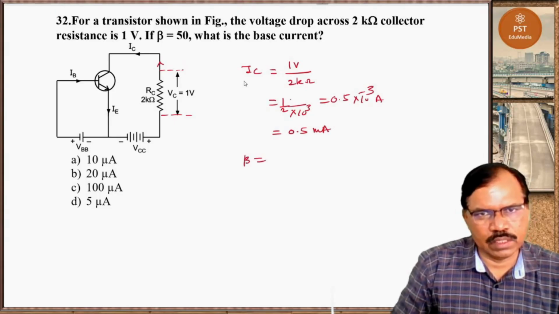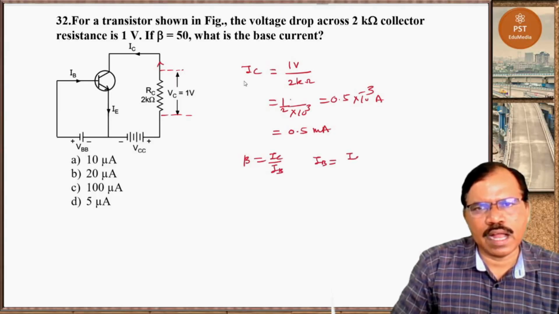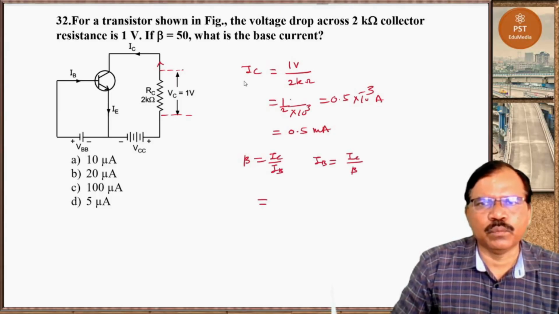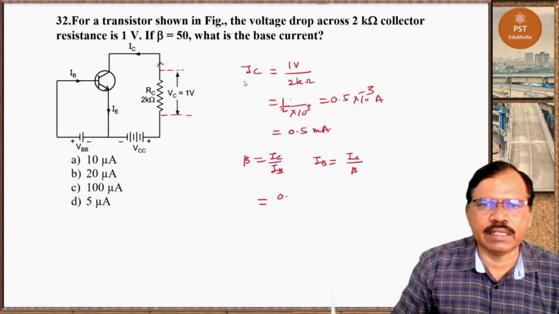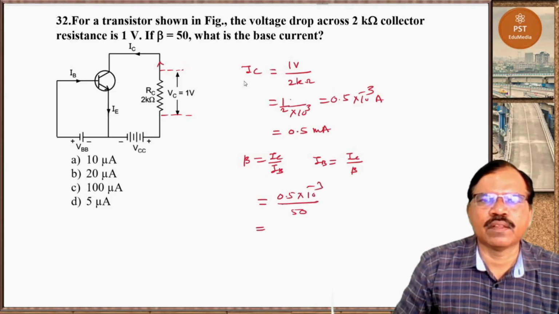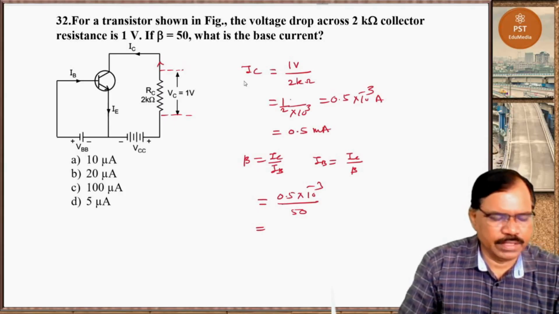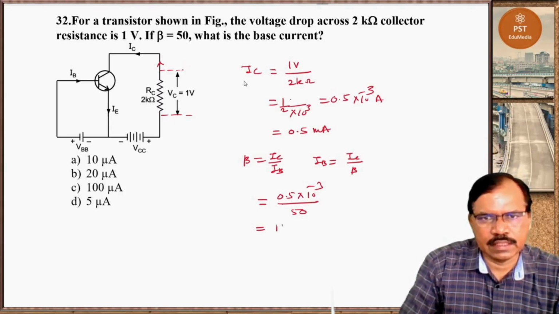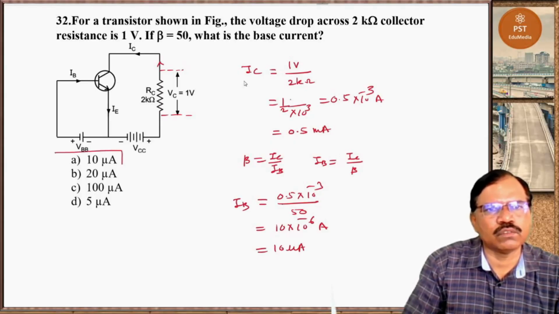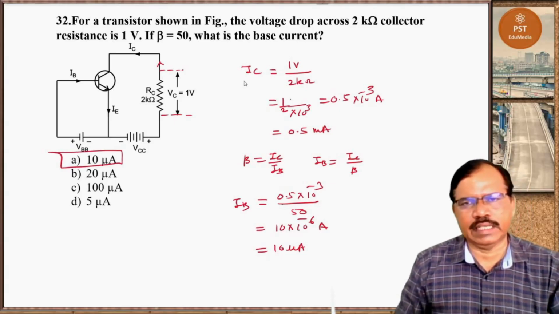Now beta is equal to IC upon IB. So IB is equal to IC upon beta. So we get here IC is 0.5 into 10 raised to minus 3 divided by 50. If we divide this, we will get 10 into 10 raised to minus 6 ampere, that is IB. So it is 10 microampere. So this first one is correct.